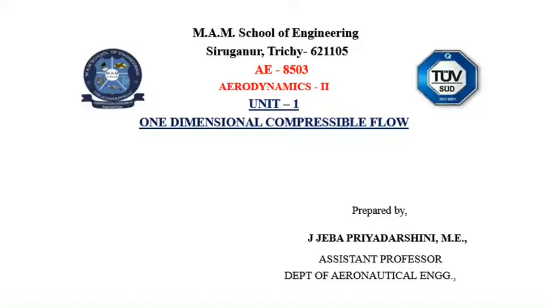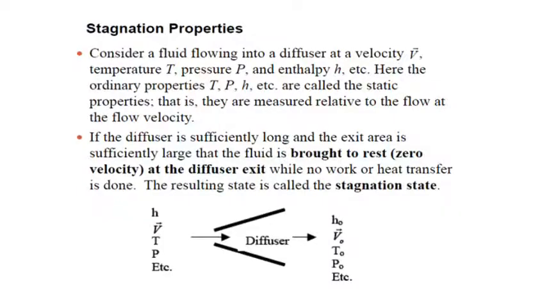In this presentation, we are going to see about the stagnation properties. In the last session, we saw the introduction of one-dimensional compressible flow. Now, about the stagnation properties. Here, we consider a fluid flowing into the diffuser at a velocity, temperature, pressure, and enthalpy.